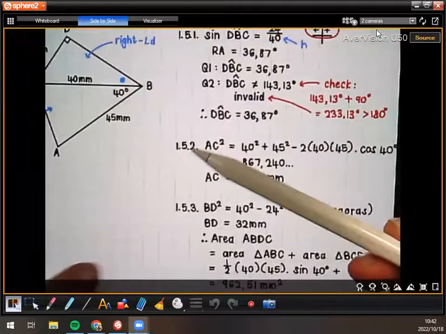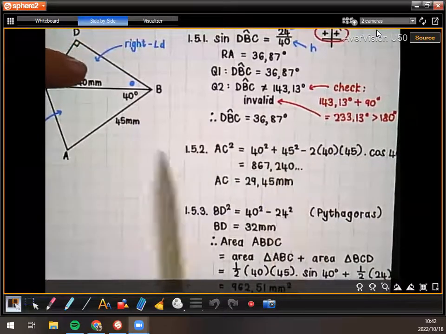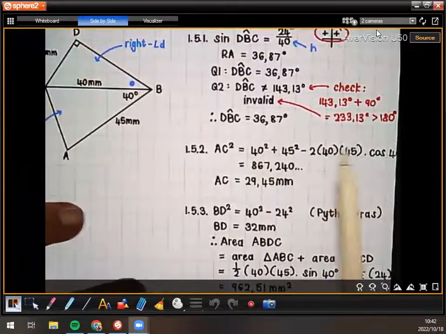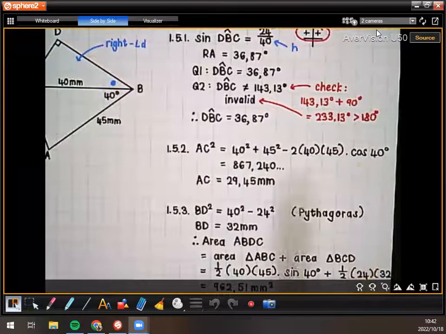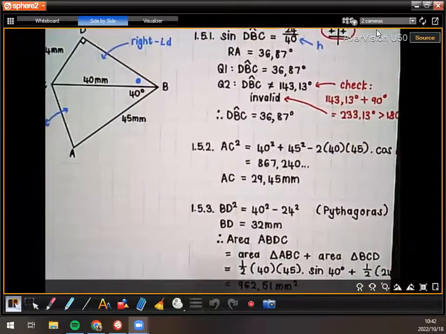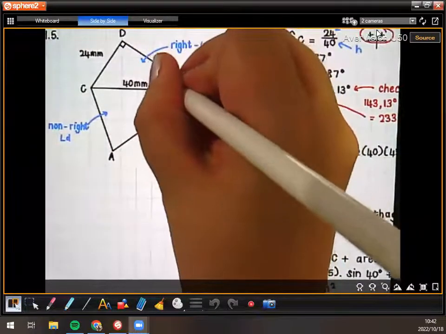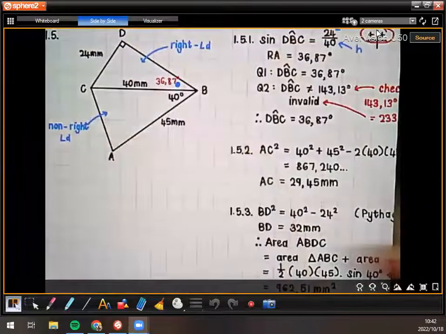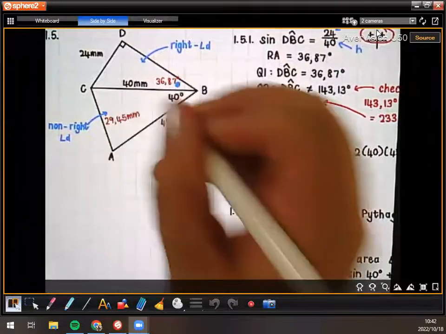The side that you're finding squared is equal to the other two sides squared added together: 50 squared plus 45 squared, minus 2 times the other two sides times cos of the included angle. You work that out and then you square root it. Now, I didn't fill in my values as I calculated them, but it is a good idea to do that. So the angle is 36.87 and AC is 29.45 millimeters.